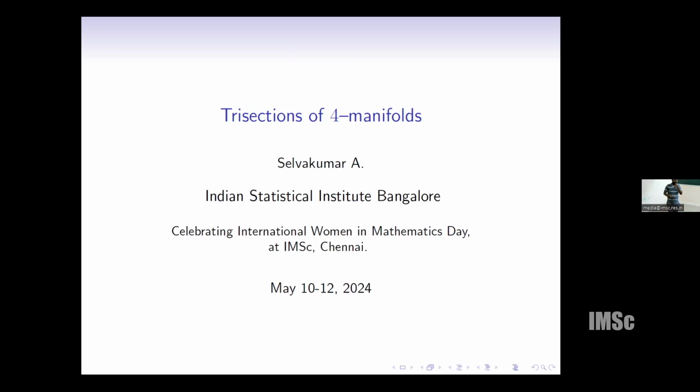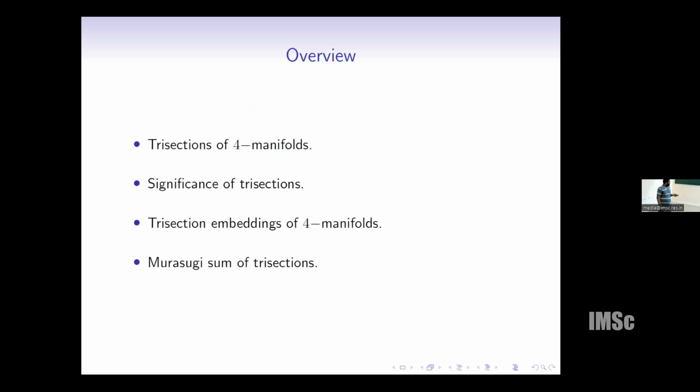So the title of my talk is Trisections of 4-manifolds, which is a decomposition of 4-manifolds recently introduced by Gay and Kirby. So these are my outlines. I will first introduce the notion of trisection of 4-manifolds and some significance of trisections. Then we talk about some of my recent results on trisection embeddings and Murasugi sum of trisections of 4-manifolds.